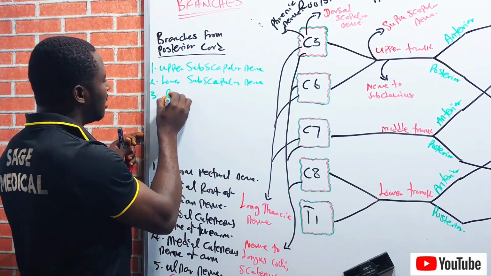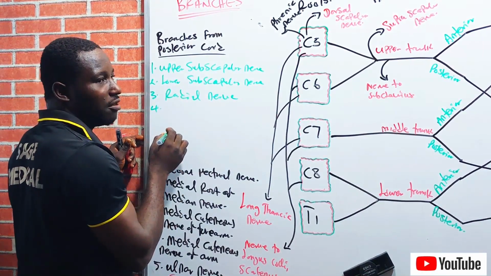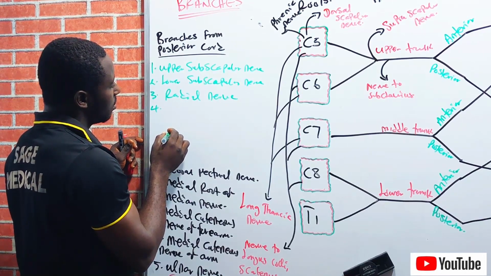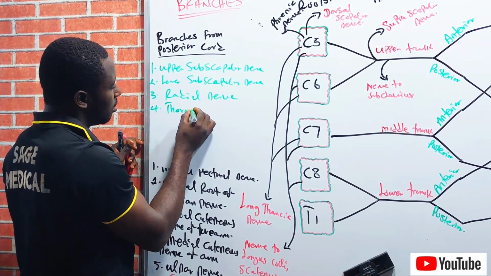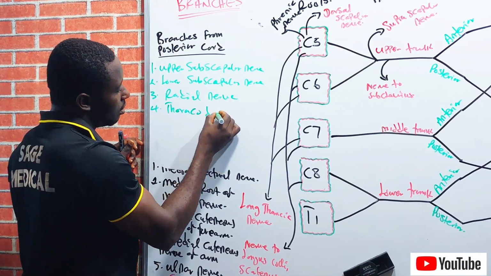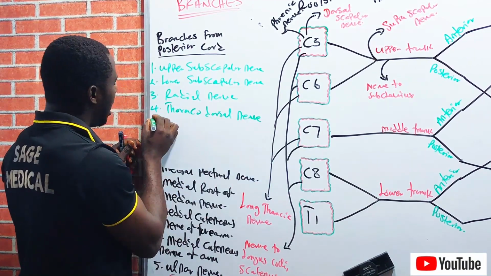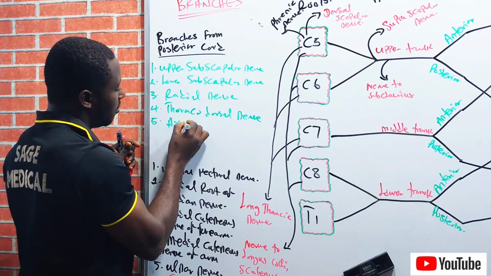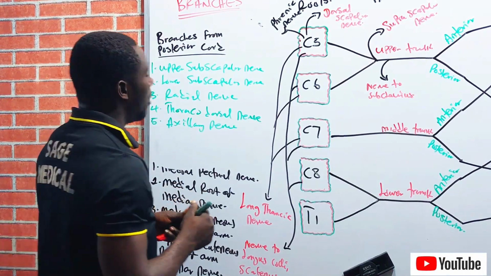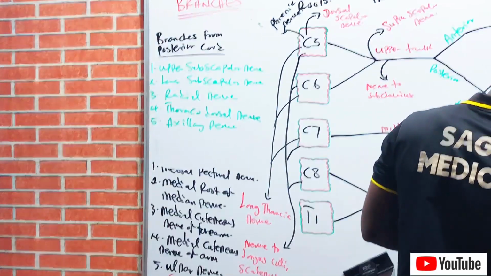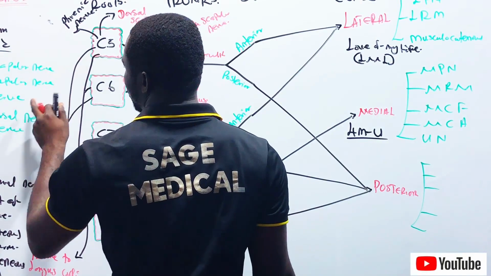We have the radial nerve. We have the thoracodorsal nerve. And lastly, we have the axillary nerve. Okay. Now, this is the posterior cord. There are 5 branches from the posterior cord. 1, 2, 3, 4, 5.